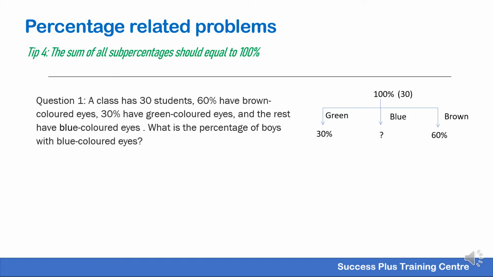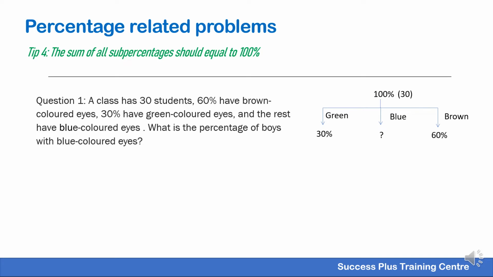A class has 30 students. 60% have brown-coloured eyes, 30% have green-coloured eyes, and the rest have blue-coloured eyes. What's the percentage of students with blue-coloured eyes? So in this question, we're splitting the number of students into 3 groups. So we're splitting the percentage 100% into 3 groups.